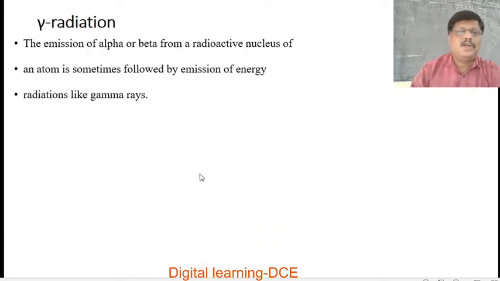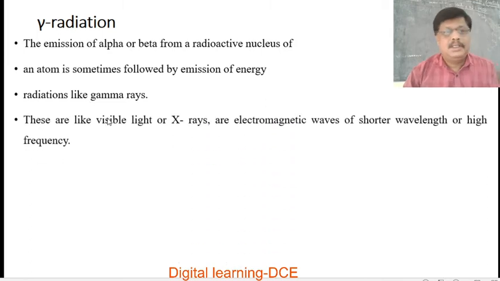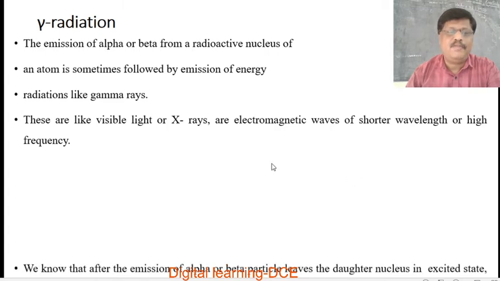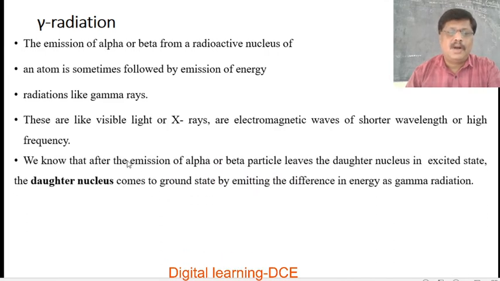So the last one is gamma decay. The emission of alpha or beta from a radioactive nucleus of an atom is sometimes followed by the emission of energy radiations like gamma rays. These are like visible light or X-rays, electromagnetic waves of shorter wavelength or high frequency. We know that after the emission of an alpha or beta particle, the daughter nucleus is in an excited state. The daughter nucleus comes to the ground state by emitting the difference in energy as gamma radiation.